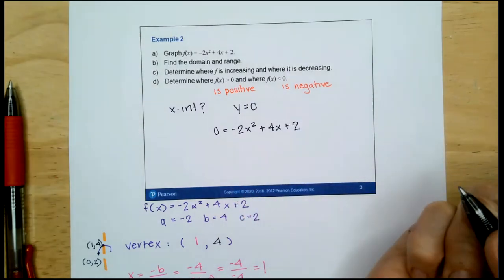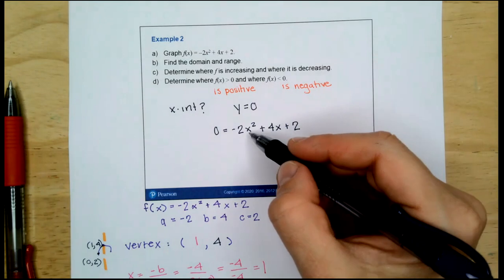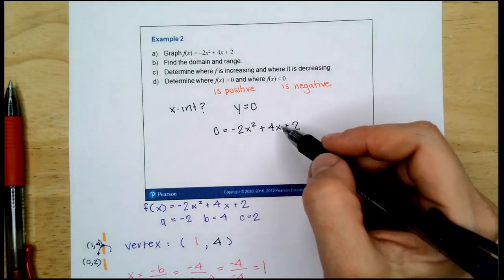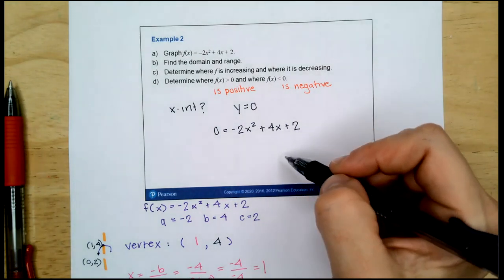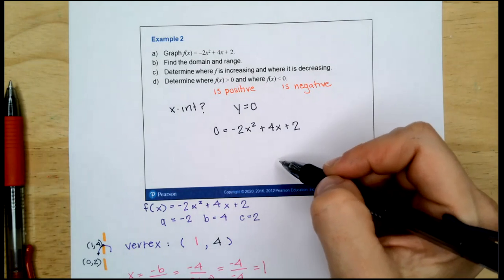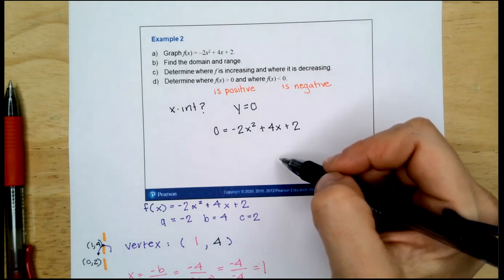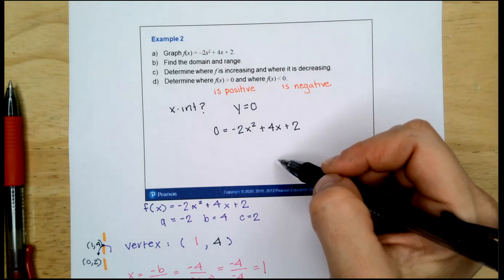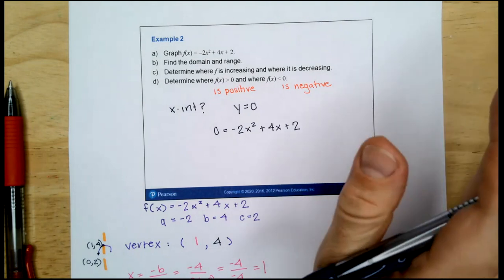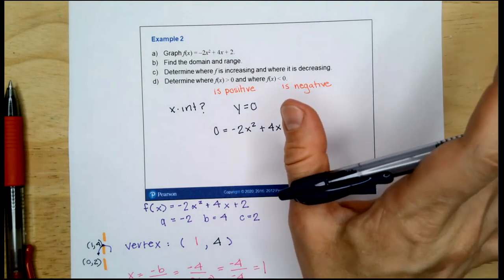Now you're probably thinking, like, what do I do? Do I move that 2, but I have an x squared and an x? Go back to factoring or using the quadratic formula, okay? I know it sounds like a lot because that was a while ago, but whichever way you prefer is fine, okay?